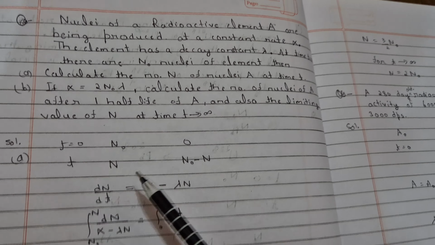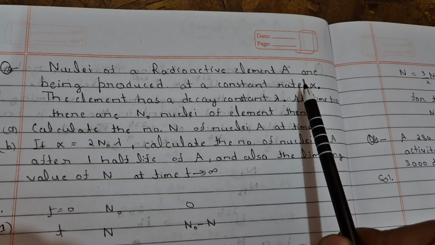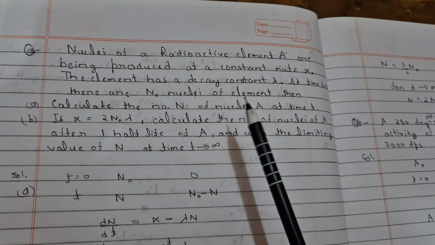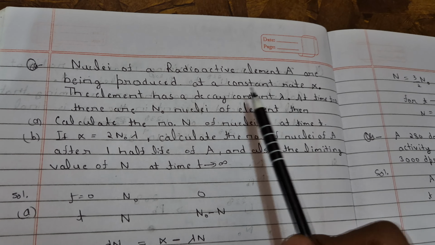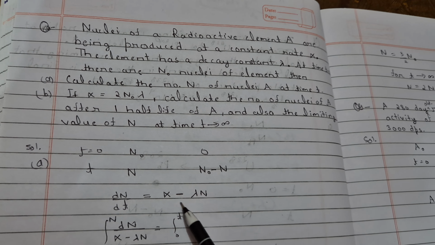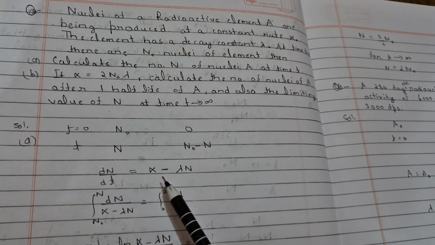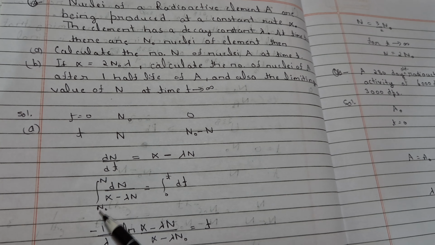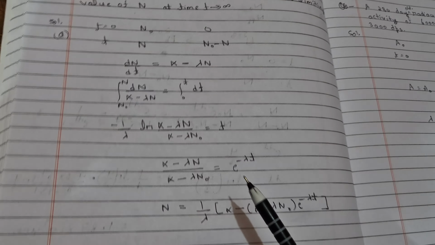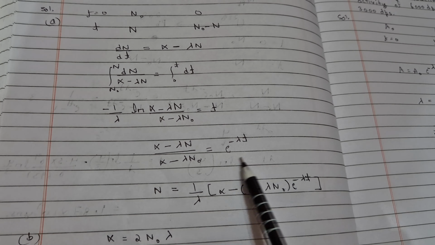Now dN by dt, A is producing and at the same time it is decaying also. So producing will give you a plus sign, that will be alpha, the rate is already given, and disintegrating is minus lambda N, so this will be your equation. Now you can solve this from 0 to a particular time t and N naught to N. A simple log equation you can solve, and you will get N equal to this. So this will be your equation.